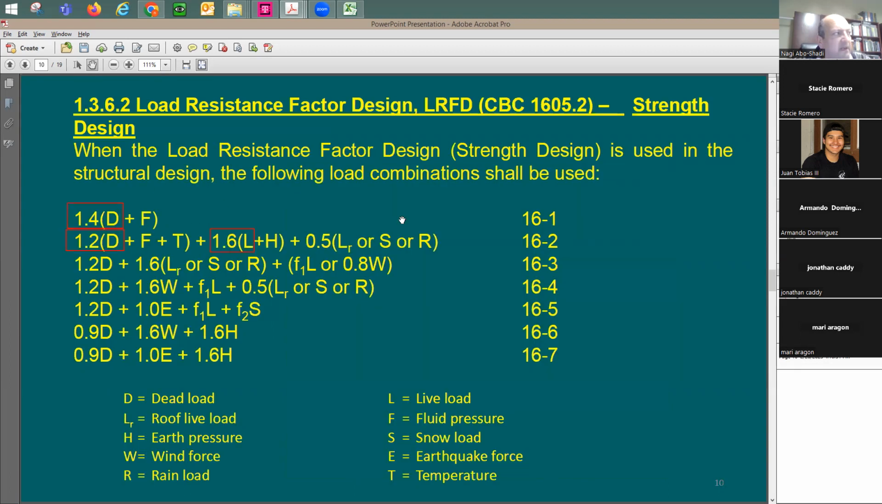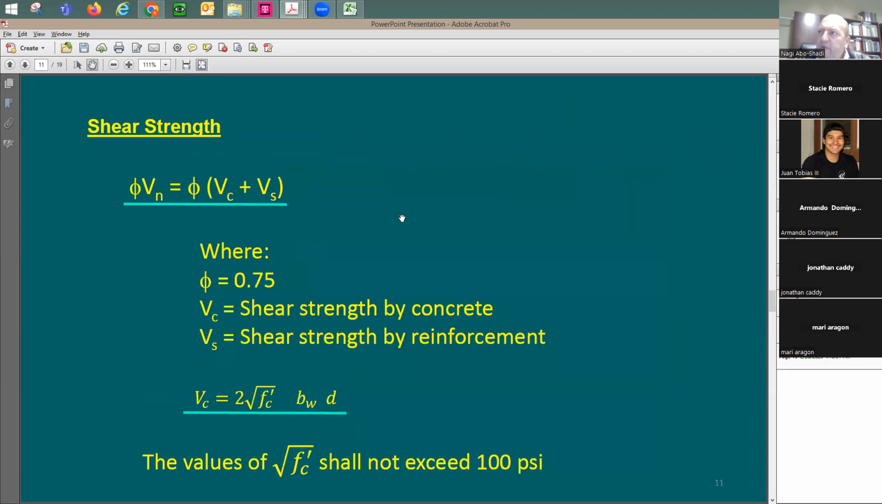So this is V sub U. Now phi Vn, again, is gonna be composed of the concrete contribution to the strength and the steel. So V sub C is gonna be the concrete strength, and V sub S is gonna be the steel strength. Again, phi factor is constant, 0.75.